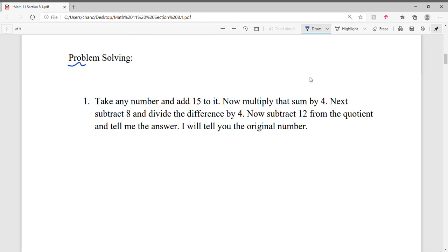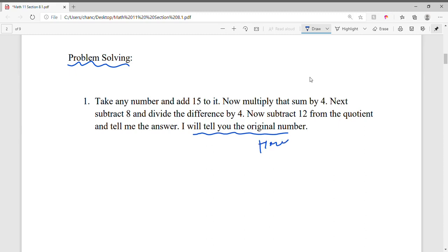Let's try some problem-solving questions. Number 1, take any number and add 15 to it. Now multiply that sum by 4. Next, subtract 8 and divide the difference by 4. Now subtract 12 from the quotient and tell me the answer. I will tell you the original number.